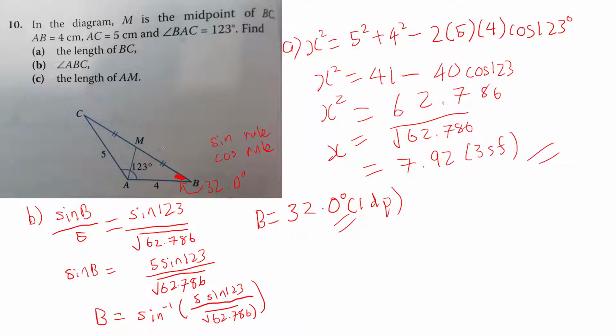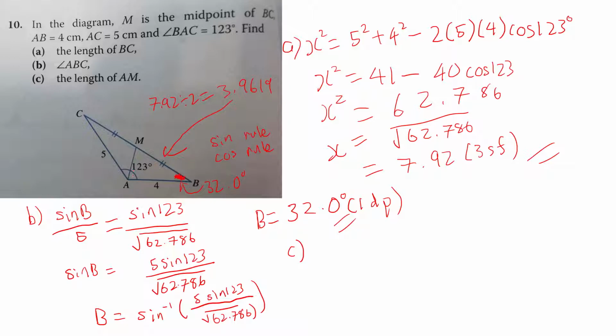So what we can do is 7.92 divided by 2 will give me 3.9619. So 3.9619 is this side. Now just bear in mind, you try to give it in 5 significant figures. So part C will be equals to this.